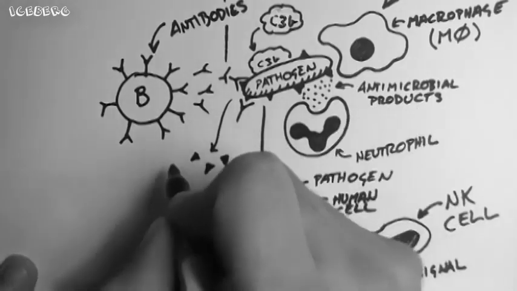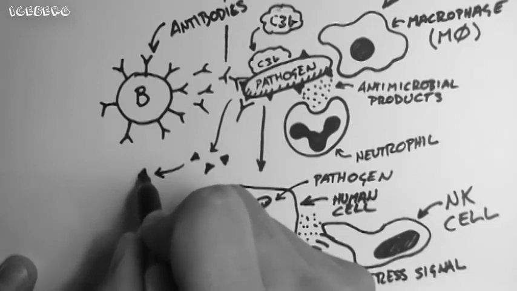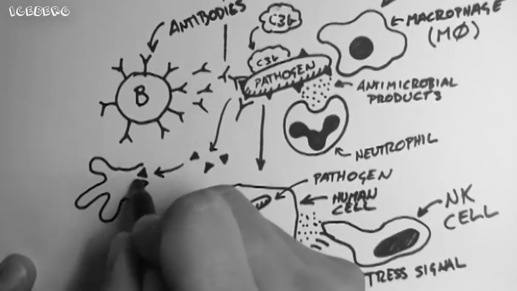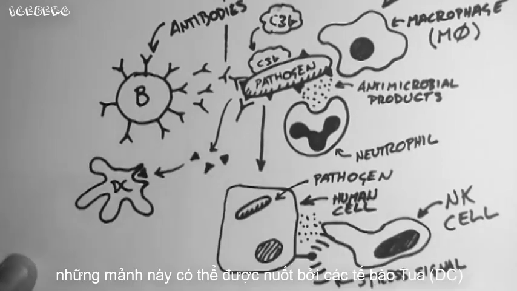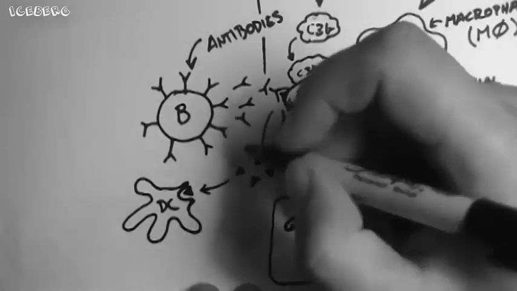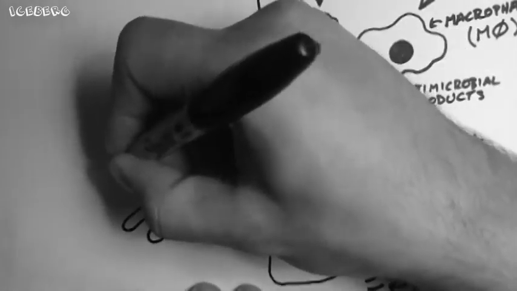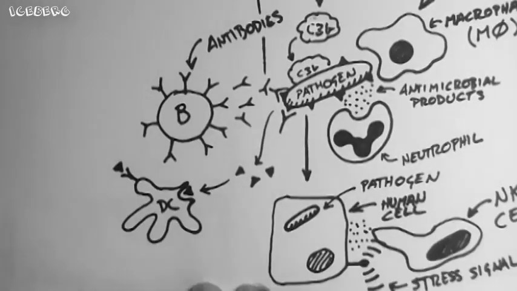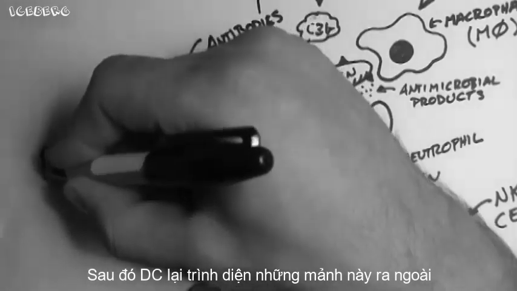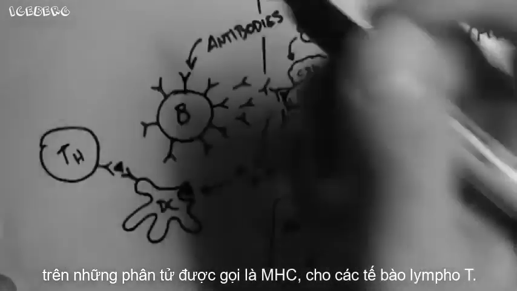Now, little bits of these pathogens can come off, and they get swallowed up by a cell known as a dendritic cell, or a DC for short. Now the DC puts these little bits of the pathogen in a molecule. This is known as the MHC molecule.